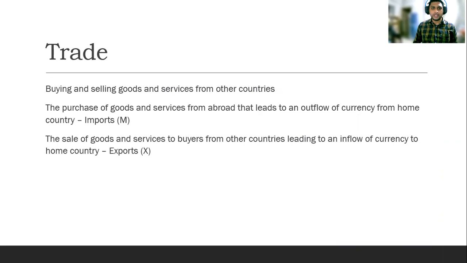The purchase of goods and services from abroad that leads to an outflow of currency from one country is called the import. And the sale of the goods and services to buyers from other countries leading an inflow of currency to home country is called the export.